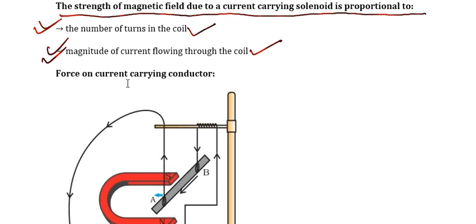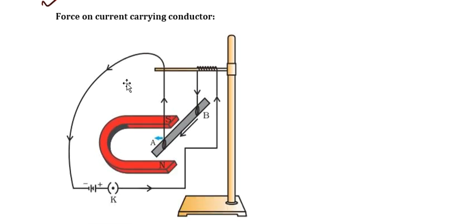Force on a current carrying conductor. You can see this one, a U-shaped magnet. Here is a stand. You can see A and B hanging here. So here is the key K, here is the battery. You can understand. You have done the experiment in your school.